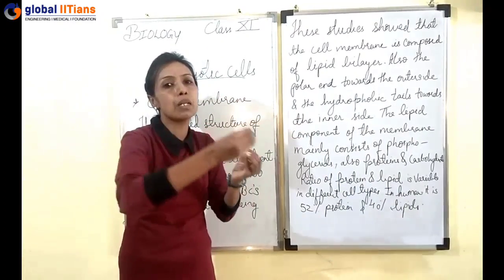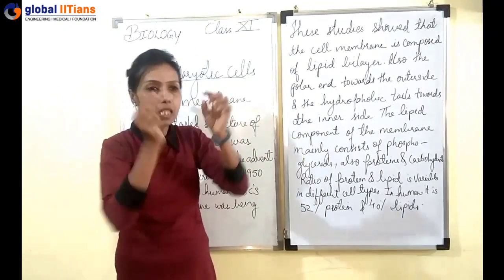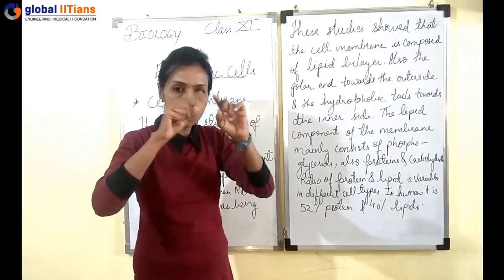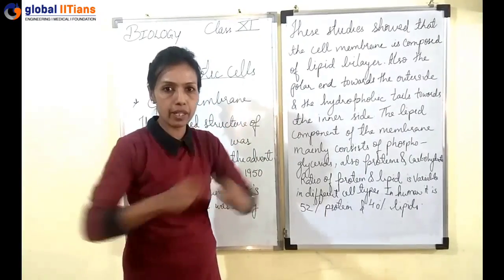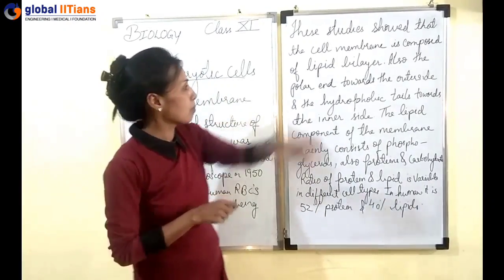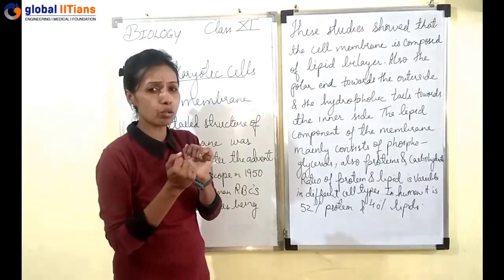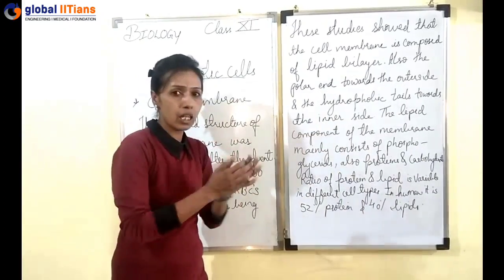In short, in a simple way: lipids, fatty layers, fat substance, two layers. See, the cell membrane is not just a single outline or covering. It is also composed of two layers. These two layers are made up of lipids. Also, into that, one is polar and the other is non-polar.